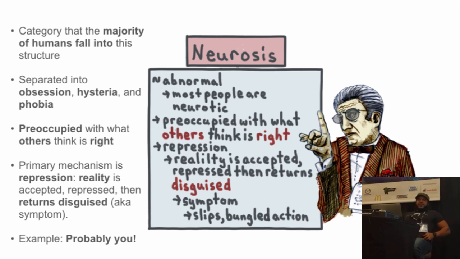Now, for neurosis, a neurotic is not an abnormal person, according to Lacan, right? Actually, a neurotic is the majority of all humans, really. So neurosis is separated into obsession, hysteria, and phobia. We won't be talking about phobia too much today. They're preoccupied with what others think is right. They laboriously weigh the rules. That's a big part of what neurosis is. And as I said, a good example, according to Lacan, would be probably most people in the room.